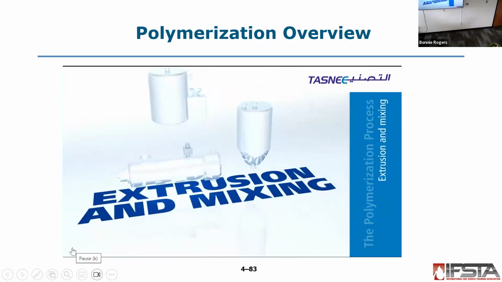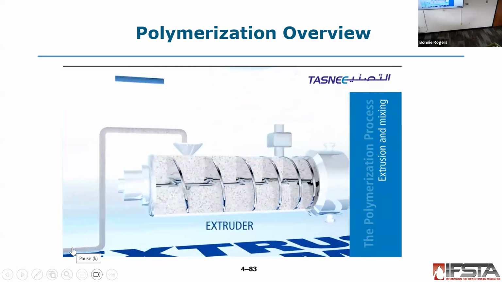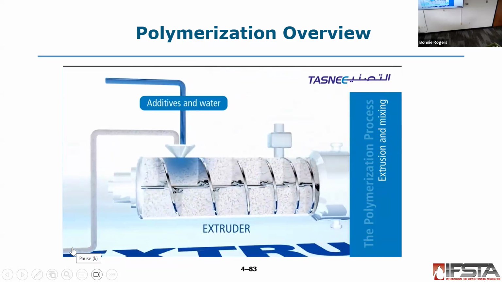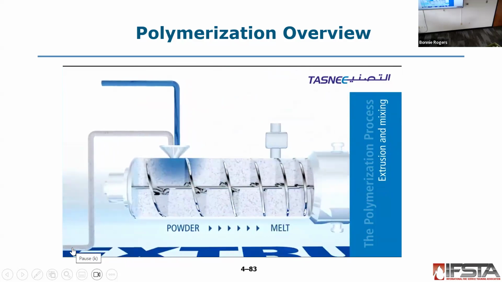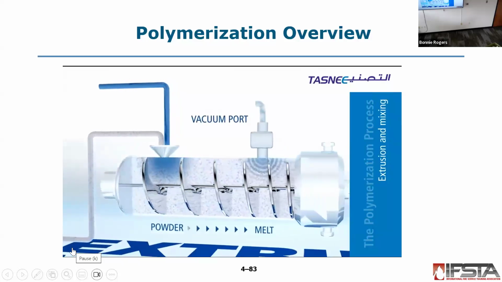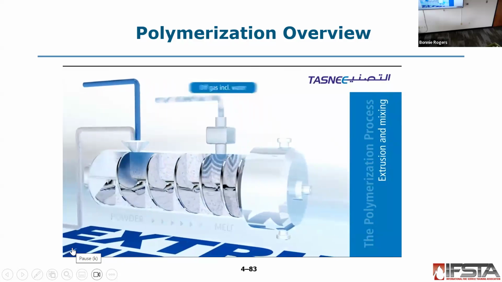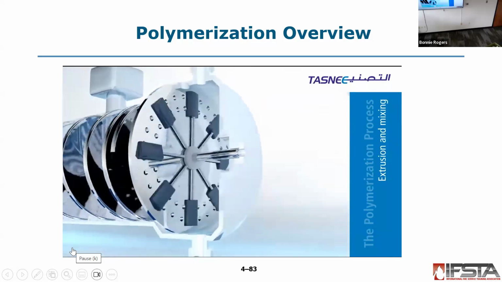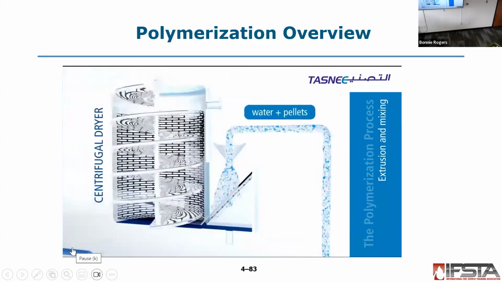extrusion and mixing process. This starts by feeding the plastic material along with water and additive through a hopper into a barrel of the extruder. The polymer powder is gradually melted by the mechanical energy generated by the turning of the screw. Excess water and off-gas is removed via vacuum port, and the molten polymer is forced into an underwater cutting die. This is to cool and shape the pellets. The pellets are then driven into a centrifugal dryer where water is separated from the pellets.